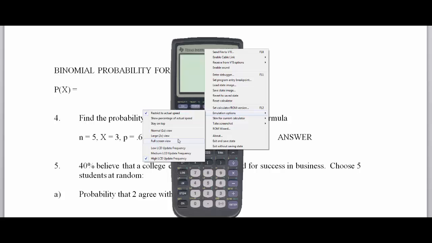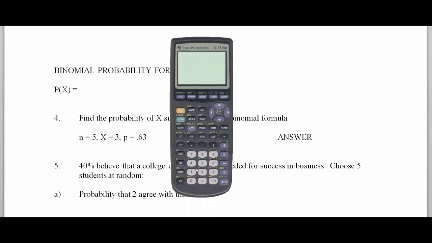Emulation options 2 times view. Okay, this is good enough. So what we'll have here is we'll type in the 5 factorial. So click the math key and take it over to probability and use option 4. And then we're going to divide.